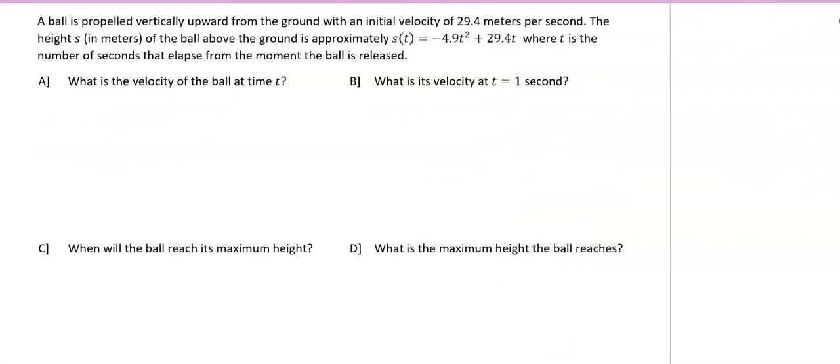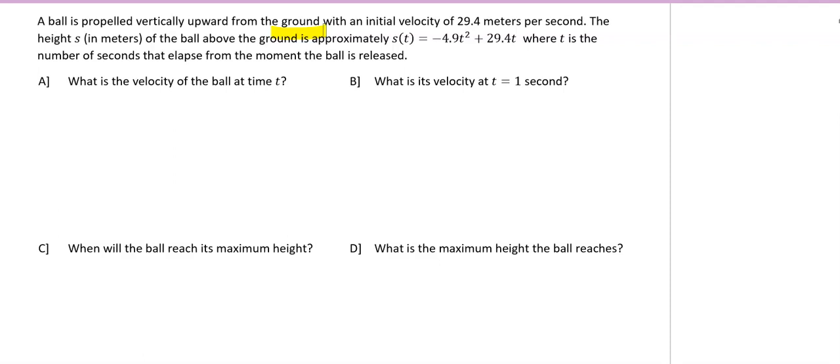All right, last problem is an application problem. We have a ball that's dropped or propelled vertically upward from the ground. So remember, ground means our position is 0 with an initial velocity of 29.4 meters per second. The height is given by the function s of t, where t is the number of seconds, and s is our position from ground. It's our height in meters.